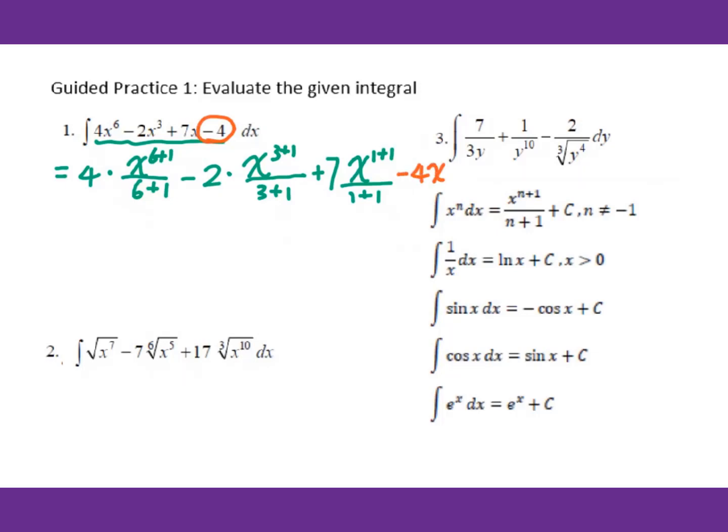Because negative 4x, when you take the derivative, you will get negative 4. Then don't forget plus c.